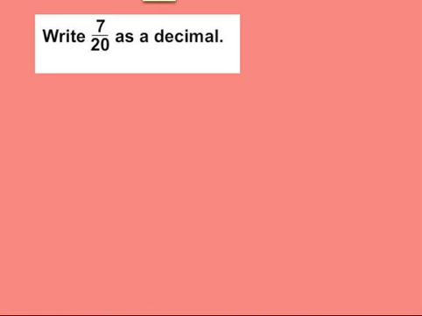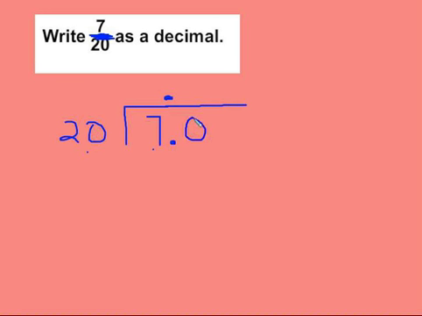So when asked to write a fraction as a decimal, we know that the bar represents division. So in order to write this as a decimal, we're going to need to divide the numerator by the denominator. And in order to do this, I know that 20 cannot go into 7. So I'm going to extend this bar here and put a decimal. Once I've placed a decimal, I can add my 0 here. I know again 20 goes into 7 0 times, but 20 goes into 70 3 whole times.